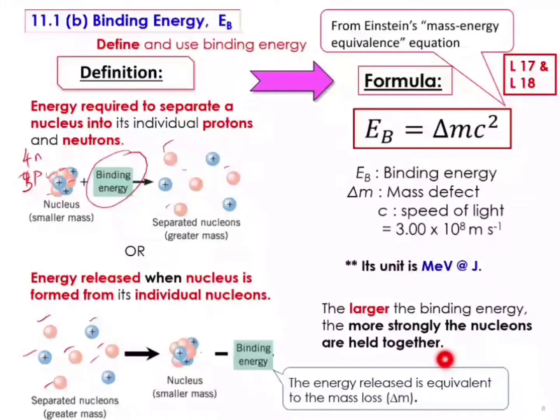So here we have the formula for binding energy. Binding energy equals delta M C squared. Delta M is the mass defect. C squared is the speed of light squared. Then the unit can be 2: one in MeV, the other unit is joule. Look below: the larger the binding energy, the more strongly the nucleons are held together. So it is stronger.